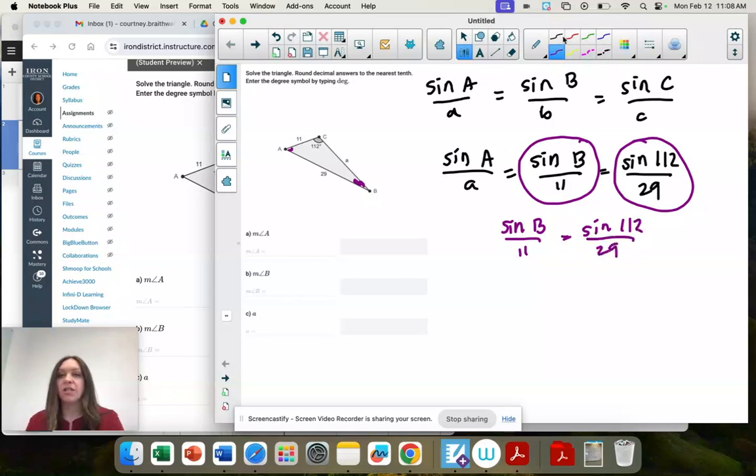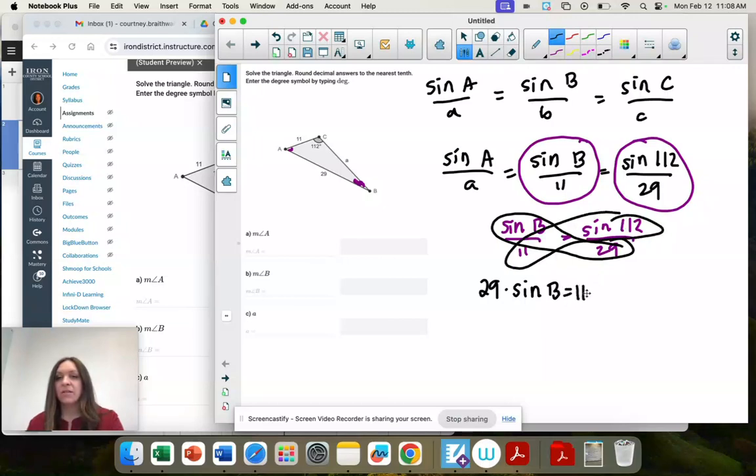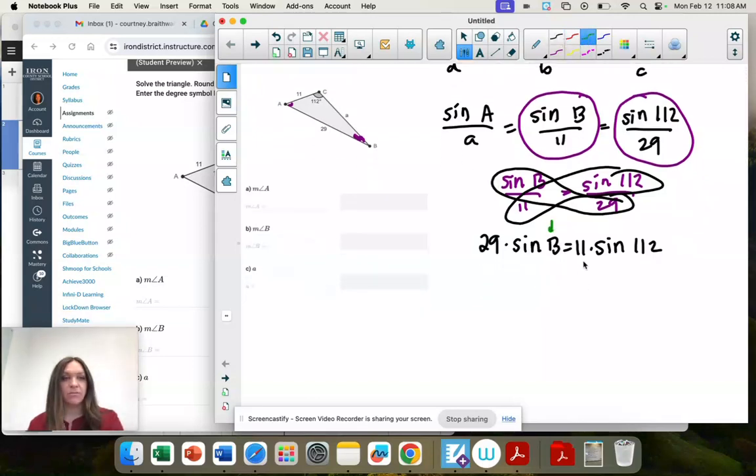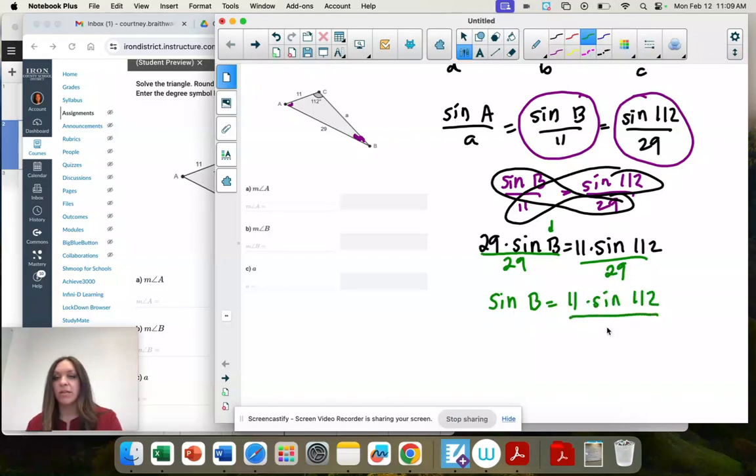When we have a fraction equal to a fraction, I just cross multiply. So I have 29 times sine of B equals 11 times sine of 112. I want to get B by itself. Right now, I'm just going to get rid of the 29, so I'm going to divide both sides by 29. So I have sine of B equals 11 times sine of 112 over 29. And I'm not putting that in the calculator just yet because I don't want to round too early.